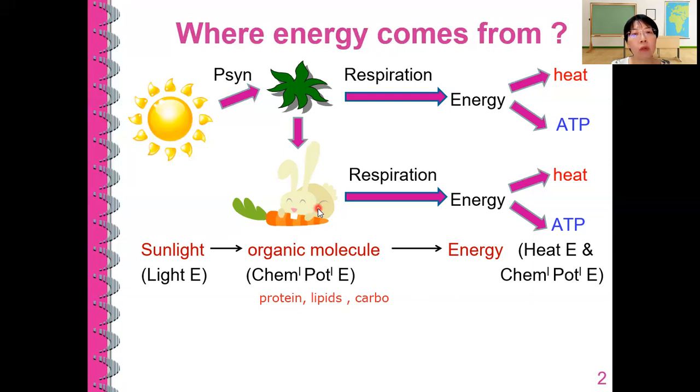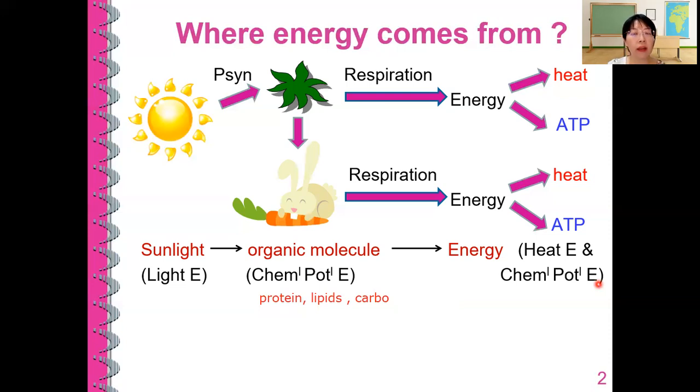So how is it tapped by the cells? Both plants and animals, in the cell, will carry out respiration. This is where they break down or oxidize those organic molecules to obtain energy. And energy will be released in the form of heat and ATP. So it's heat energy and ATP. ATP again is an organic molecule, containing chemical potential energy that the cell can use.